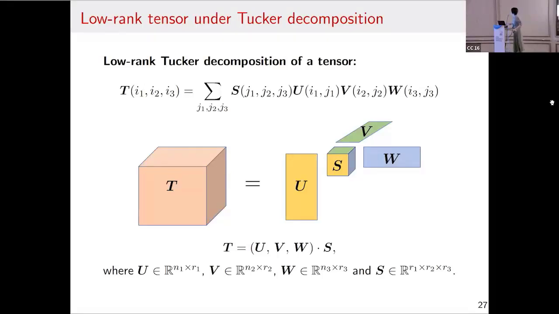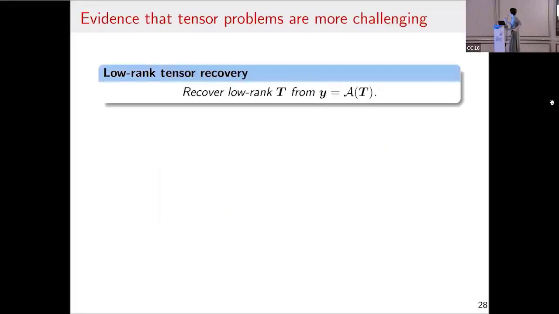So this is another sort of multi-linear representation, right? While in the matrix case we only have 2 factors, now we have essentially 4 factors that we are dealing with. All right. And the canonical problem here, again, is this low-rank tensor recovery problem. That is, given maybe some linear measurements of the tensor, I want to be able to recover this tensor.